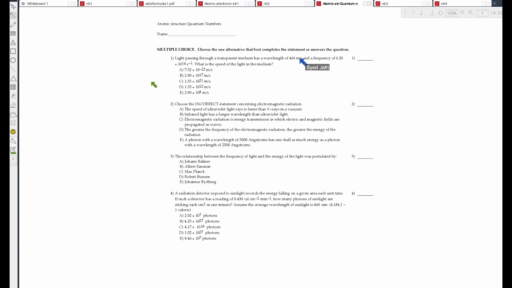What is the speed of light in the medium? I have to look. Normally the speed of light is constant, but in a particular medium it is different. In a vacuum it is 3 times 10 to the power 8, but here it is something else, not the same.